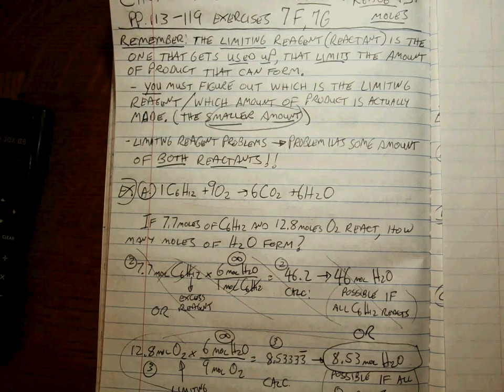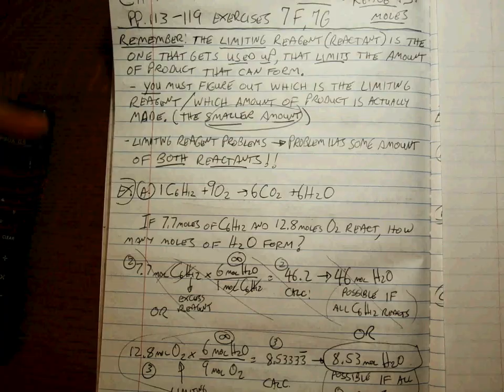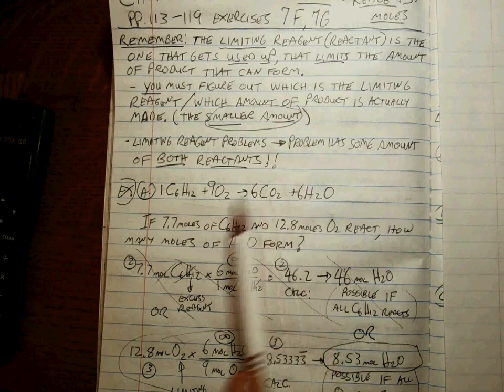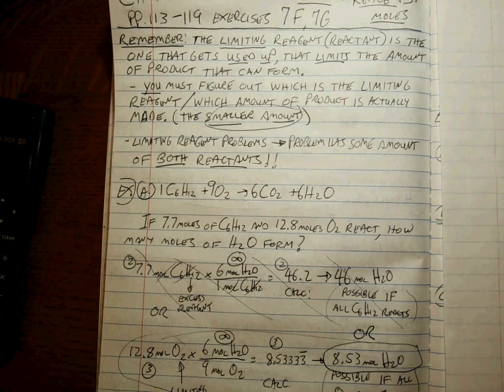Great. That's limiting reagents. Do lots of practice on 7F and 7G, and you should get good at these. Be ready to identify this kind of problem, because you have some amount of both reactants that you have to try to figure out on your own. Okay? Have at it.